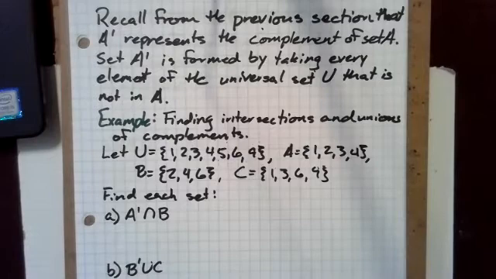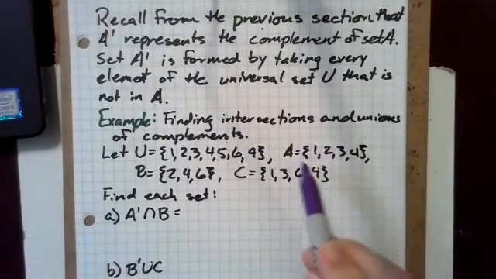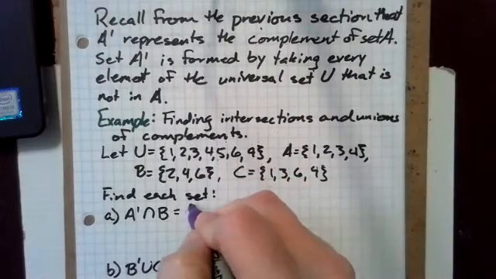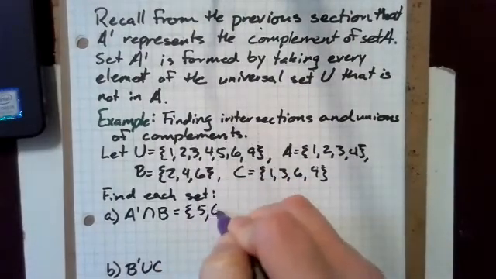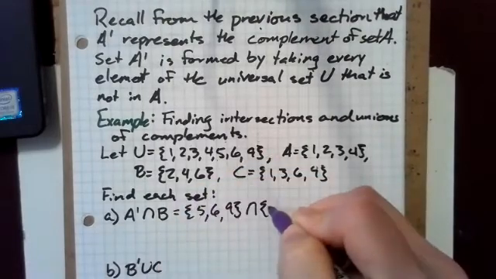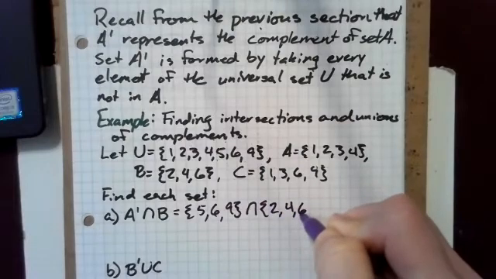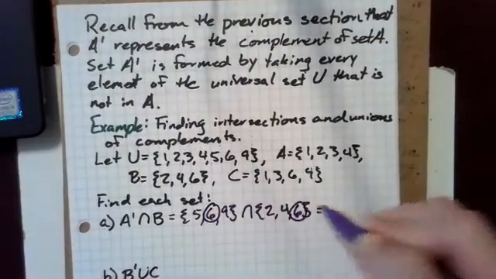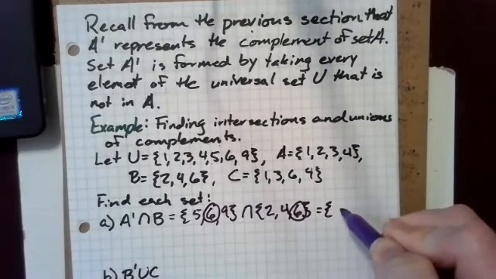So we're going to find each of the following sets. We're going to start with A prime intersect B. Well, first we need to take A prime. A prime is going to be the set that does not contain 1, 2, 3, and 4, but contains everything else. So that's the set that contains 5, 6, and 9. And we're going to take the intersection of that with B, which is the set that contains 2, 4, and 6. So since we're taking the intersection, the only element that is in both of these sets is 6. So this is the set that contains only 6.